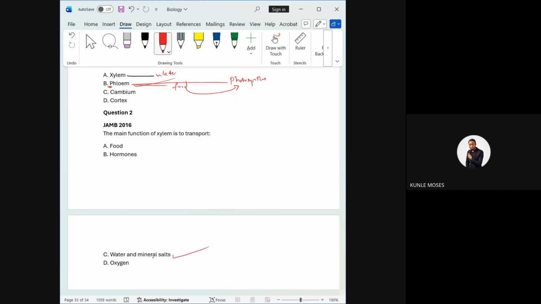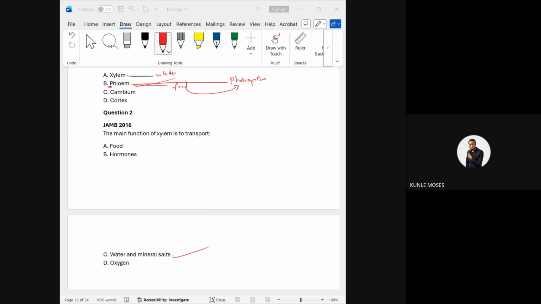Is water and mineral salts. Yeah, you can see that JAMB is very simple once you understand. If you can pay attention to everything we are teaching in the class, it's very, very simple. Who is the third person? But let me change the question for Richard.